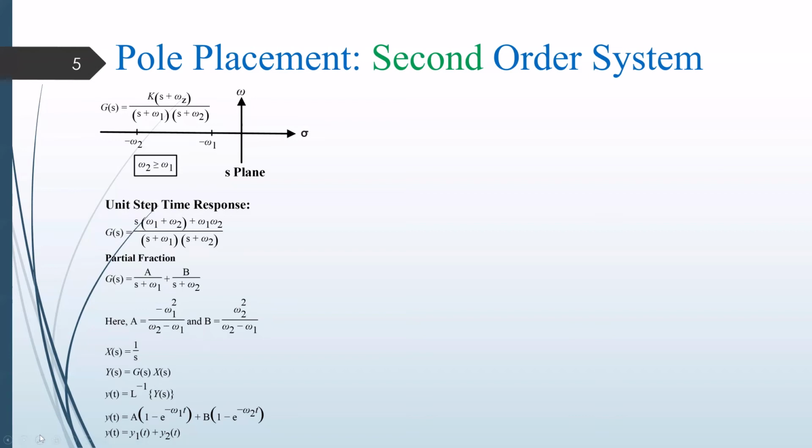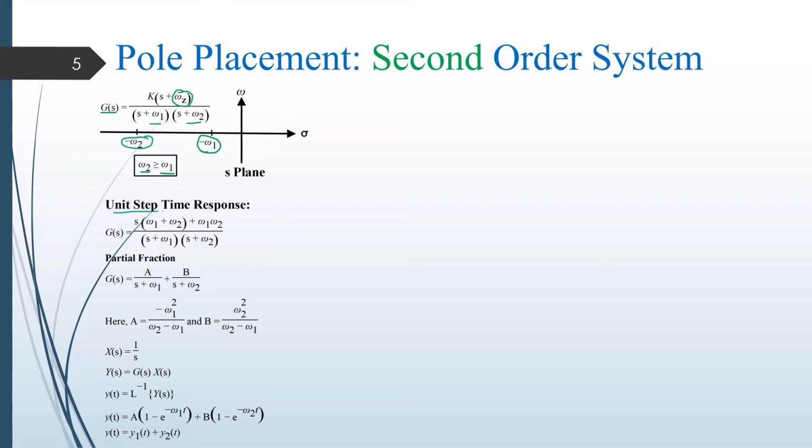Let us consider the second order system. The general transfer function for the second order system is given above. Here, omega z represents the zero of the system, and omega 1 and omega 2 represent the poles of the system, which we can also see in this S-plane graph. Here, the very basic assumption is that omega 2 is greater than or equal to omega 1.